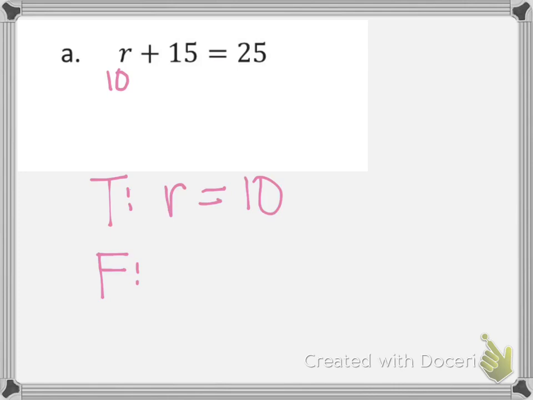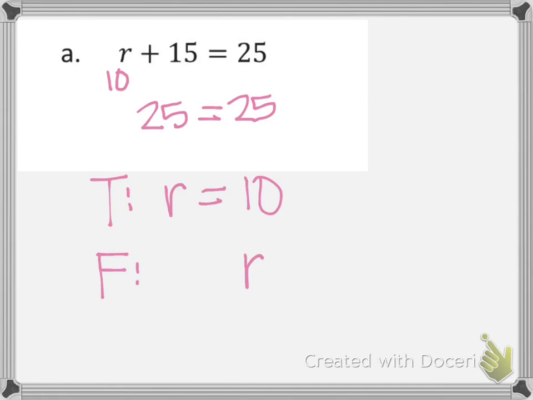So in this case, when r is 10, the statement's true because 10 plus 15 is 25, and 25 does equal 25. So this is a true statement. When r is anything else, it's going to be false. If r is less than 10, it's false. If r is greater than 10, it's false. So I have to say that, and I'm going to say that by using a compound inequality.